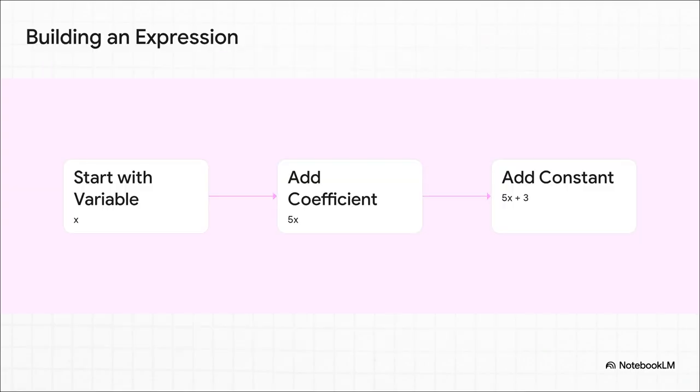Let's actually build one real quick. Super simple. We'll start with a variable. Let's just call it x. Then, let's multiply it by a number. We'll call that a coefficient, say 5. So now we have 5x. And to finish it off, let's just add a constant, like 3. And boom, 5x plus 3. That's it. A nice, simple algebraic phrase.